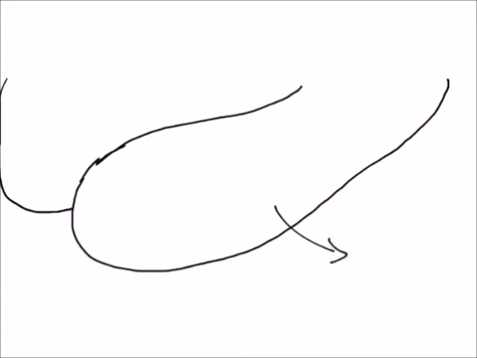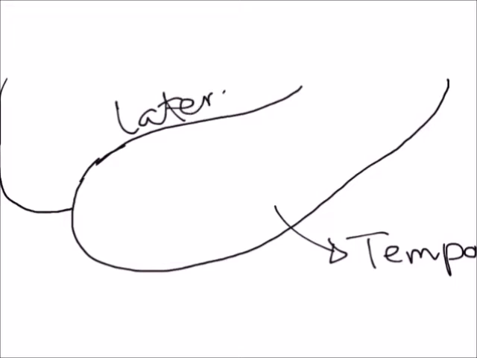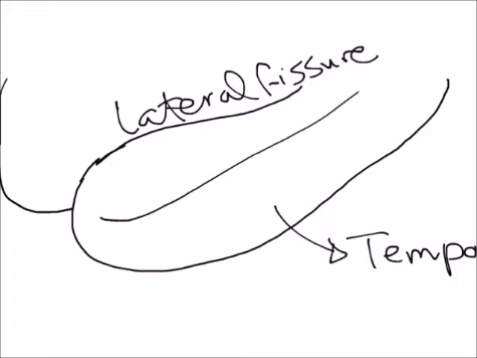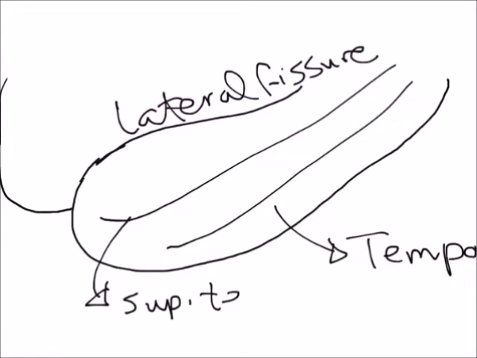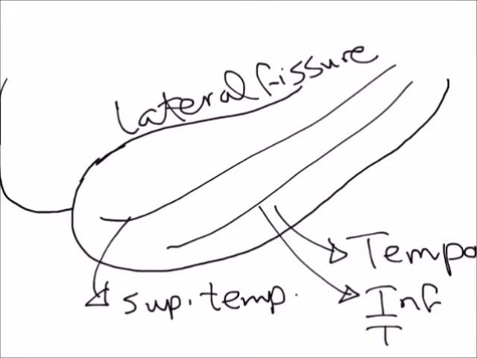Here we have the temporal lobe of the brain. This temporal lobe is lying beneath or inferior to the lateral fissure, and in this lobe we have two parallel sulci. The superior one is called the superior temporal sulcus, and the inferior one is called the inferior temporal sulcus. These two sulci are separating three gyri.